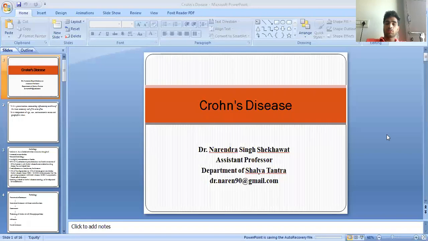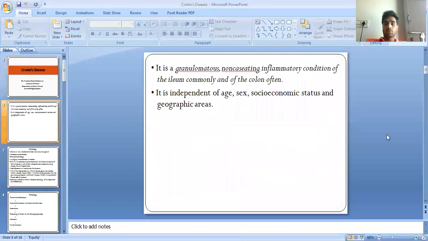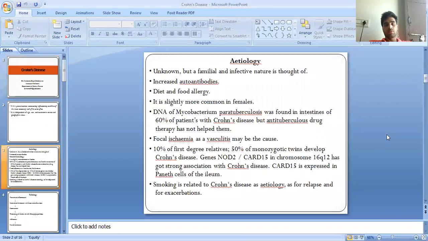What is Crohn's disease? It is a granulomatous, non-caseating inflammatory condition of the ileum, commonly the end of the colon. Often it is independent of age, sex, socioeconomic status, and geographic areas.